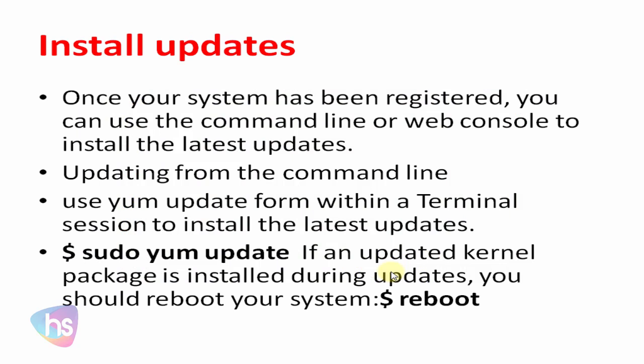Now installing the updates. Once your system has been registered, you can use the command line or web console to install the latest updates. Updating from the command line: use sudo yum update within a terminal session to install the latest updates. The command is specified here, sudo yum update, the same command as in earlier versions. If a kernel package is updated during the updates, you should reboot your system once it is completed.